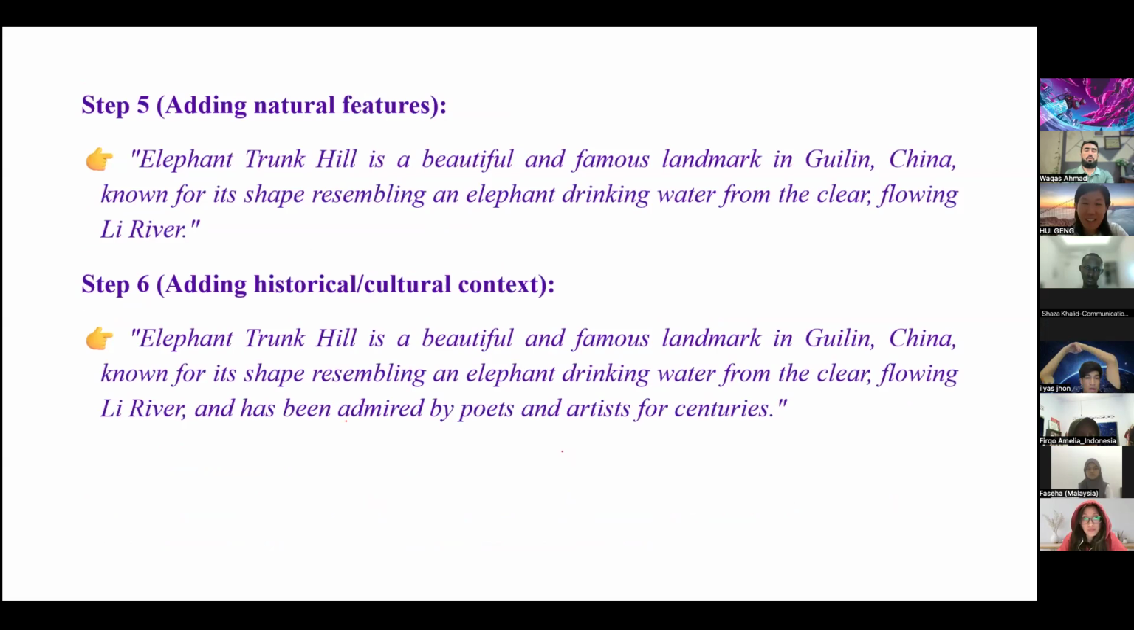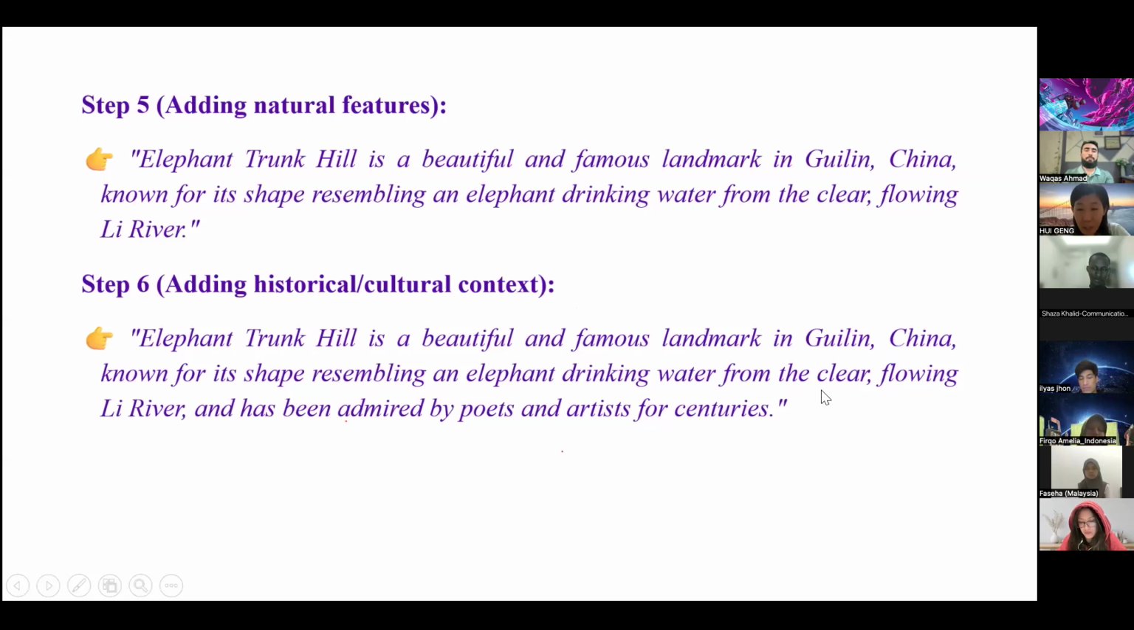Yeah, the next step, step five, we can add natural features. For example, known for its shape resembling an elephant drinking water from the clear flowing Li River. So another imagery comes out, and we have used some adjectives to describe this new imagery. And the next step, adding historical or cultural context.